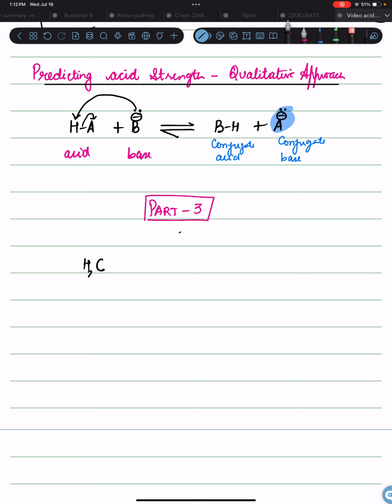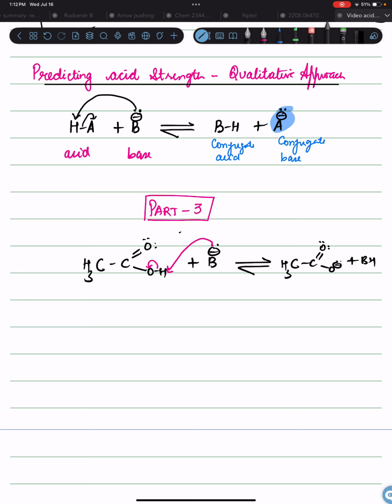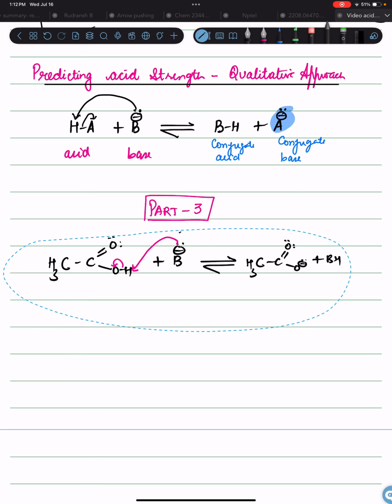acid, or acetic acid, as you can say. So this is ethanoic acid. Let it react with the base B negative, and this B negative will abstract the most loosely bound proton, and we are going to get the carboxylate or acetate anion, plus BH. So this acetate anion is the conjugate base of the acid, which is ethanoic acid.